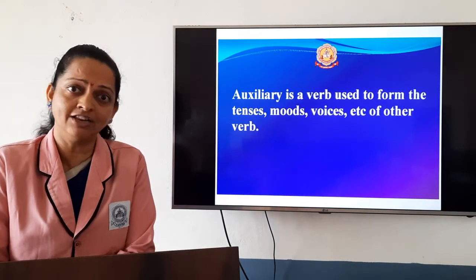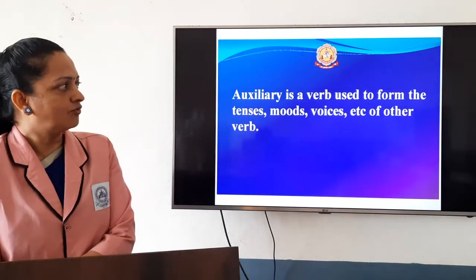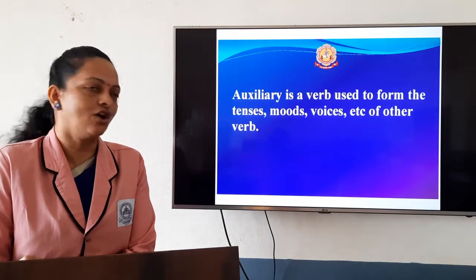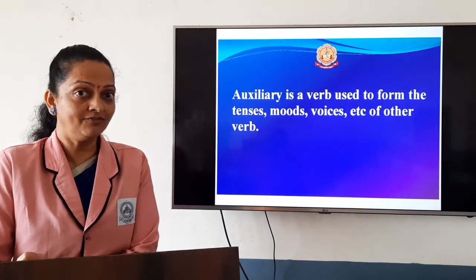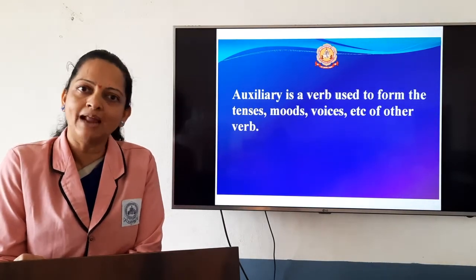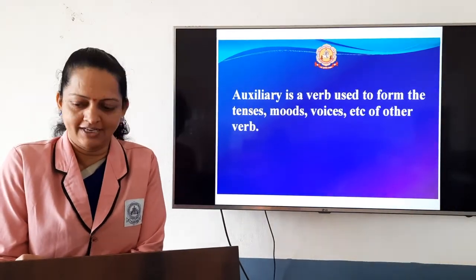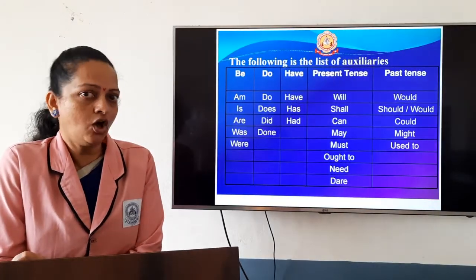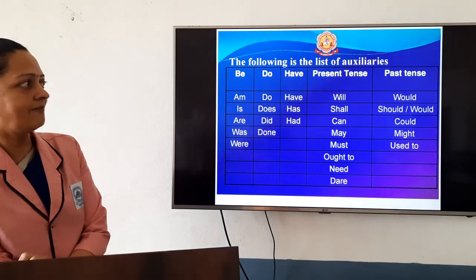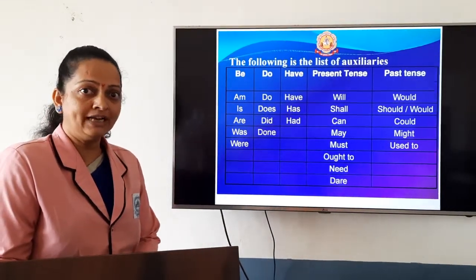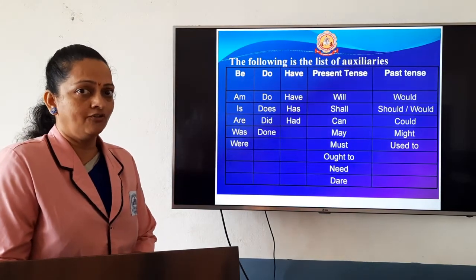So what is an auxiliary verb? An auxiliary is a verb used to form the tenses, moods, voices, etc. of other verbs. We have learned from verb forms that there are two types of auxiliaries, primary auxiliary and modal auxiliary. So here is a list of primary and modal auxiliaries. You can see I have made a tabular form. Be, do, have are the primary auxiliaries.